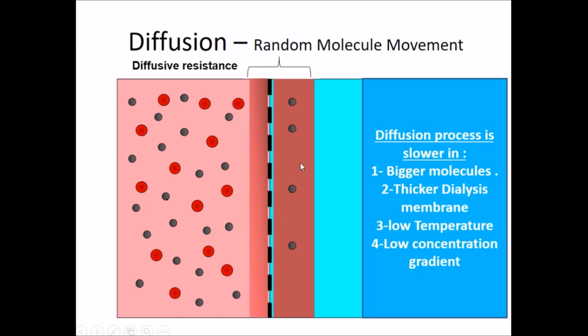In hemodialysis, there is a boundary layer around the dialysis membrane, and this makes some resistance to diffusion. The diffusion process is slower with bigger molecules, a thicker dialysis membrane, low temperature, and a low concentration gradient.